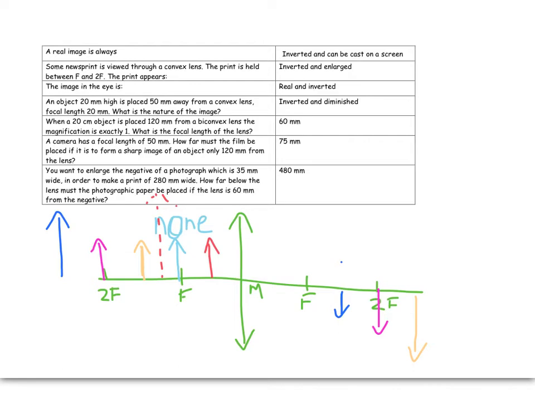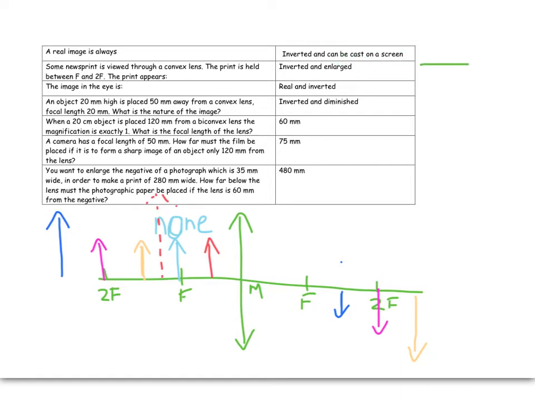So, I've got three real images in this story. They're all upside down. They differ in size. Some of them are the same size, some are smaller, some are bigger. But they are all real, they are all inverted, and the definition of a real image is when my rays come and I have real rays crossing. But the definition is that they can be cast onto a screen.